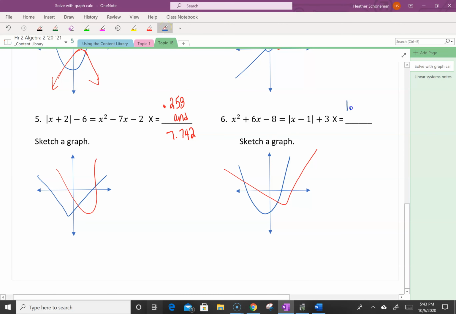So the first one was 1.531, and the second one was negative 8.424. Okay? Notice I only record the x. I'm not worried about the y. That's it.